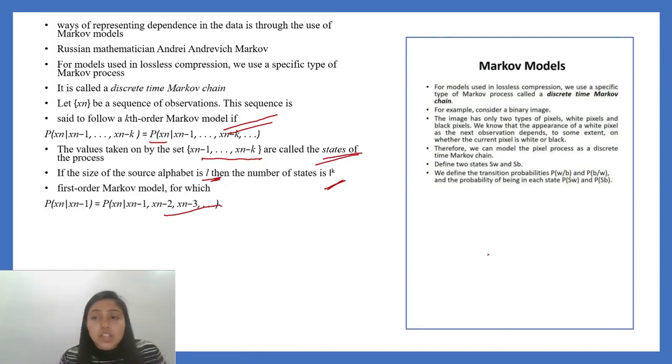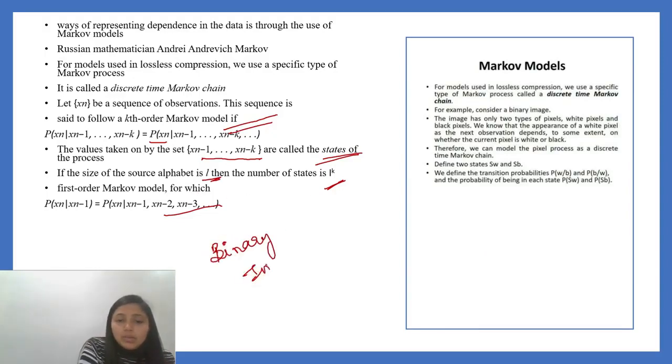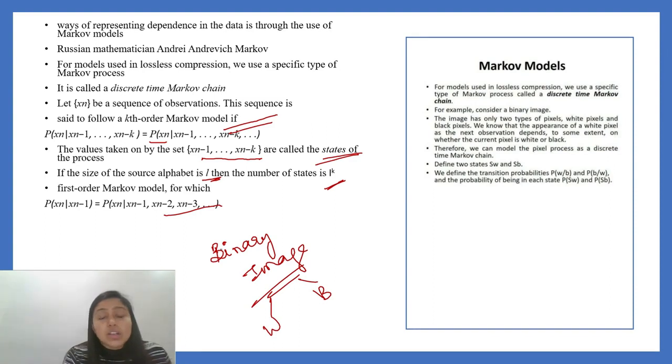For models used in lossless compression, we use a discrete time Markov chain. Let's suppose we take an example of a binary image. A binary image will have either a white color or a black color. So what is the probability that, if this particular pixel is white, the next one will be white or black? We need to calculate the probability based on this.